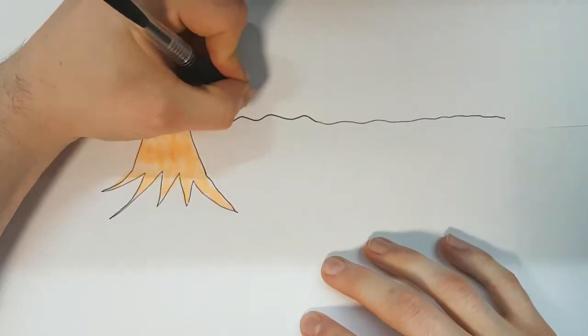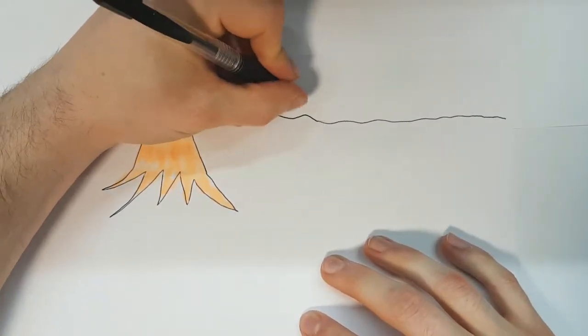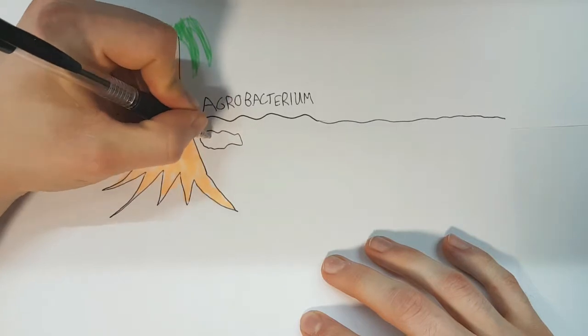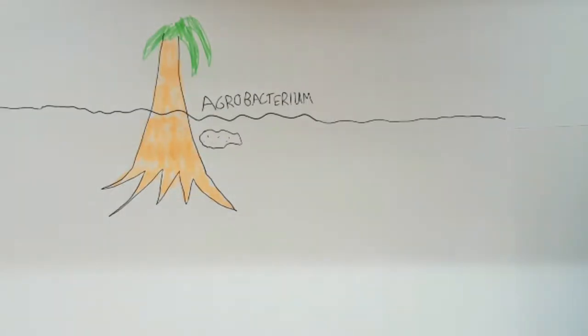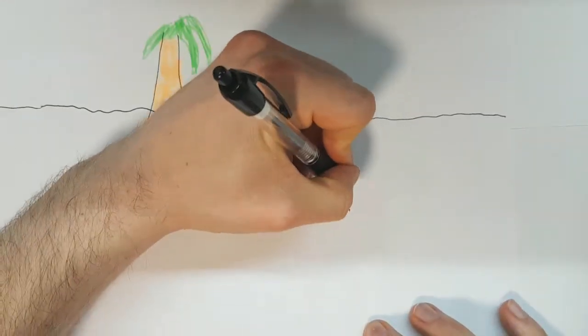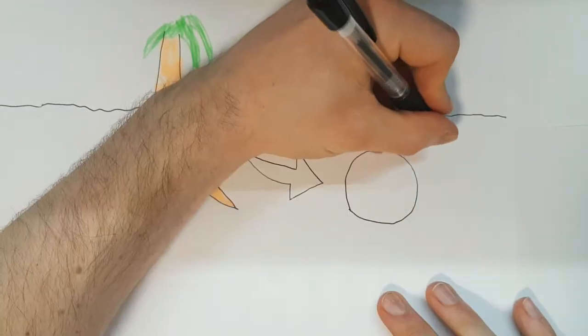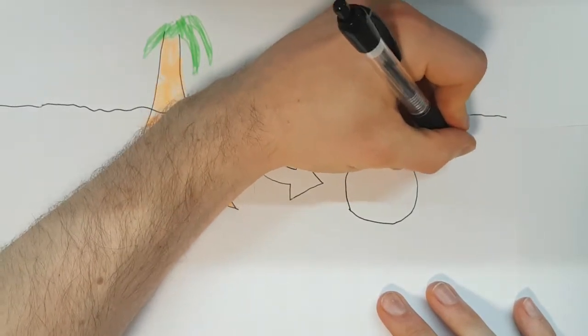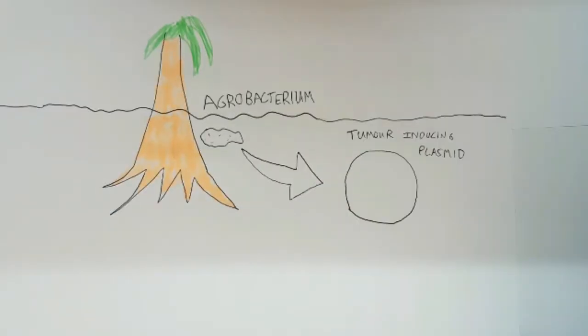Scientists have made use of agrobacteria. These are soil bacteria that infect cells within the stems and the roots of plants. These bacteria insert what is called a tumor-inducing plasmid into the cells of the plant. This tumor-inducing plasmid contains transfer DNA, that is, DNA which is inserted into the plant's genome to be transcribed.